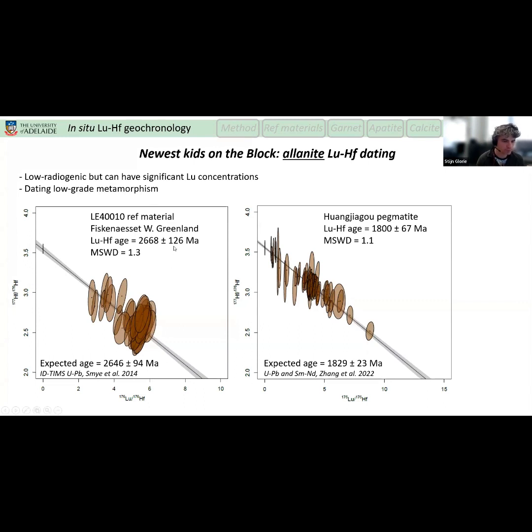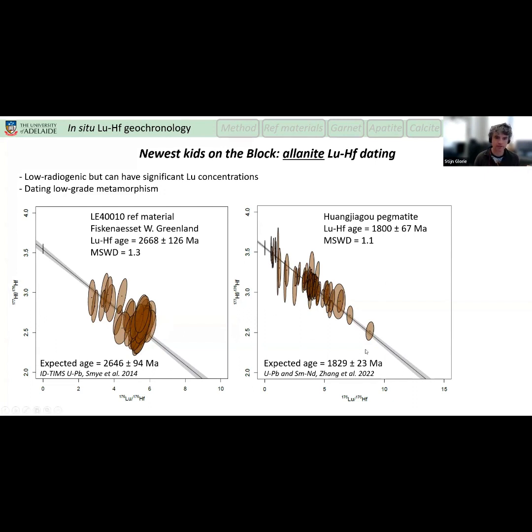And we got an age that is, well, not better, but very close to the TIMS age for the same material. So 266 plus or minus 126, compared to 294 million years, so about the same age. So we're quite confident that it can work on allanite.